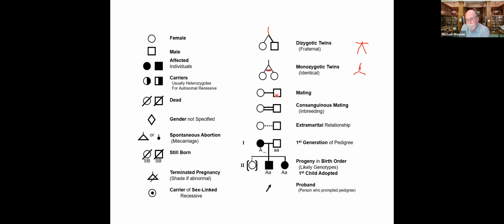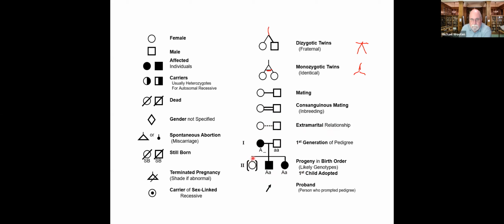Then, of course, you have mating going on. Consanguineous matings are usually 2 lines, meaning inbreeding. And very often it'll tell you right above the line whether it's first degree, second degree, third degree relatedness to individuals. Extramarital relationships that are important, they don't report them if they're not important, but if they produce offspring or something, then they will be indicated with a dashed line, okay? And then just as I said, first generation, second generation, birth order, and very often we ask you in genetics to put the genotypes underneath, okay?